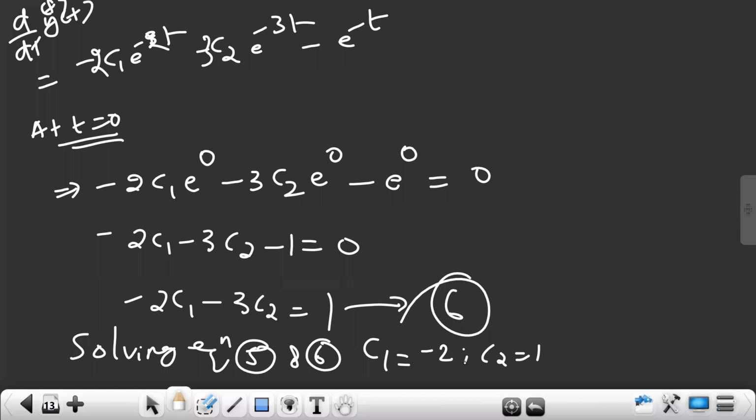I don't want to solve 5 and 6, that is left to you. You know how to solve the linear equations and all. So once you got C1 and C2, go back to our main equation number 4 and substitute. That is your final answer.